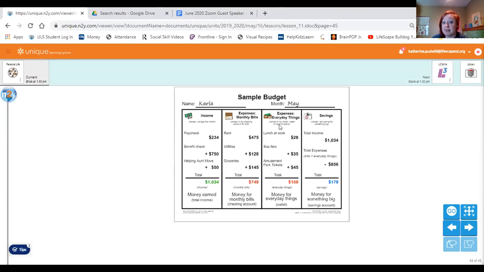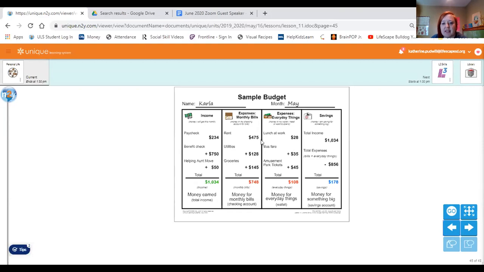Then we talked about expenses. And remember identifying different expenses that go with moving or living on your own. Expenses that you have living on your own are your monthly bills. Your rent is $475. Utilities, so your gas and your heat and your water, $128. And then groceries, you need food to live. These monthly bills are things you really, really need. And that adds up to $748.